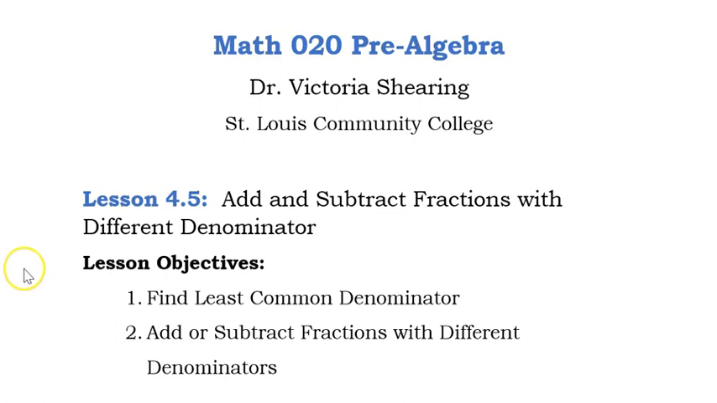We have two objectives for our lesson. Finding the least common denominator is objective number 1, and number 2, we will learn how to add or subtract fractions with different denominators. In the entire course, this is probably the most challenging lesson, so some of you might have to review this video a couple of times or go over the problems a couple of times.